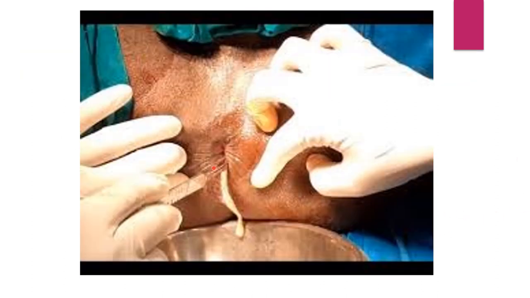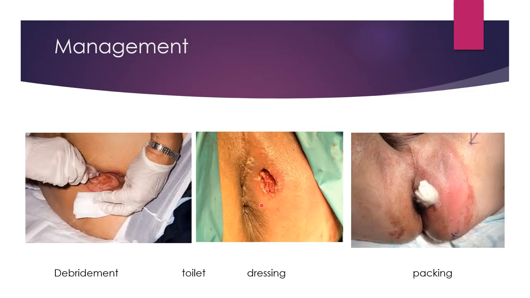Okay, this is a diagram showing you the pus discharge from an internal abscess. Okay, these are the post-operative procedures that are done for the patient. Debridement, toilet the wound until the wound becomes clean and healing, and the usual packing of the wound. This packing is to prevent the ulcer from closing before the wound is properly healed.